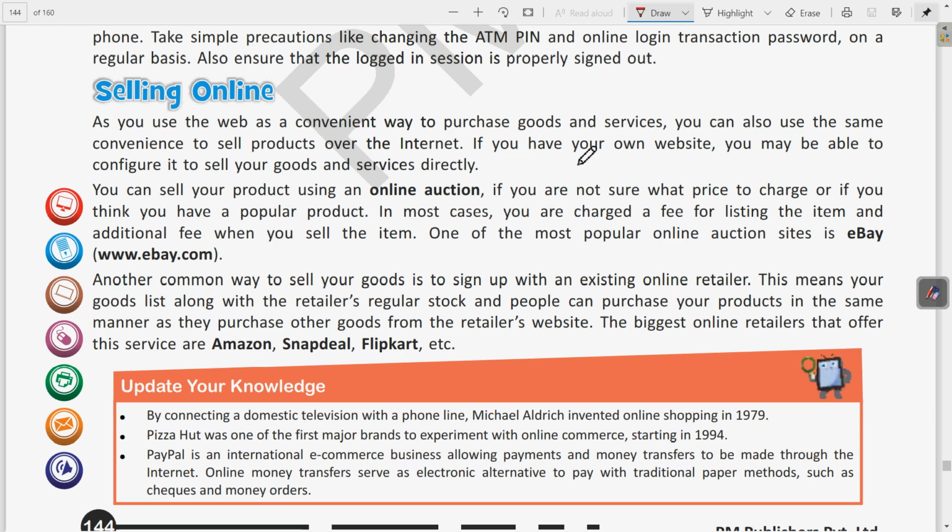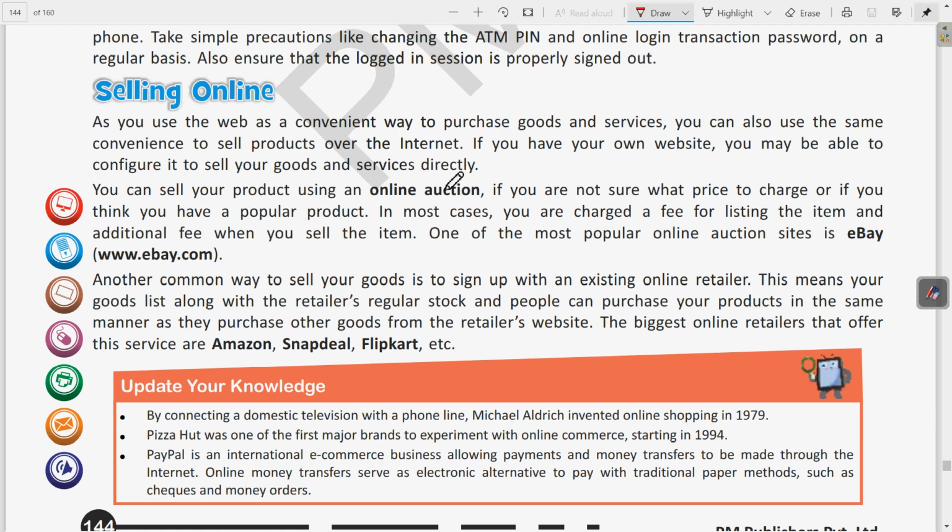Now if you have your own website, you may be able to configure it to sell your goods and services directly. So as different businesses or sellers use their own websites, in a similar way, if you have your own website, we can sell the goods or the services directly to whatever customer, or we have some other platforms also where we can register ourselves for selling the things.